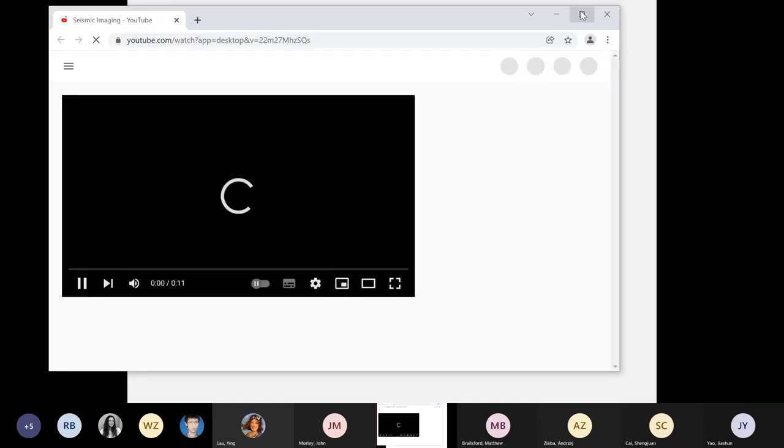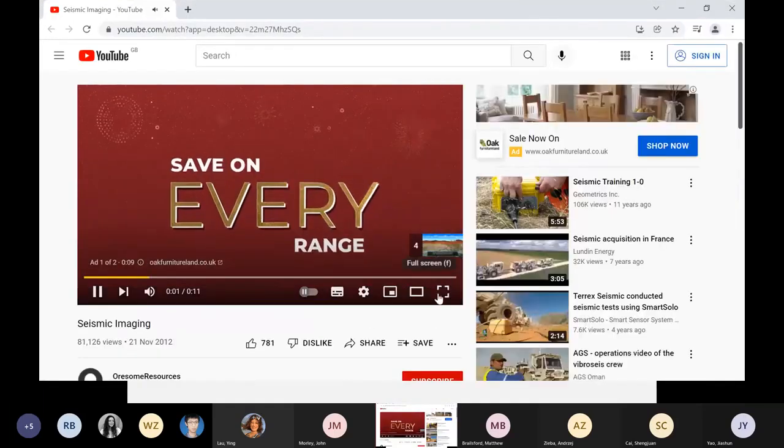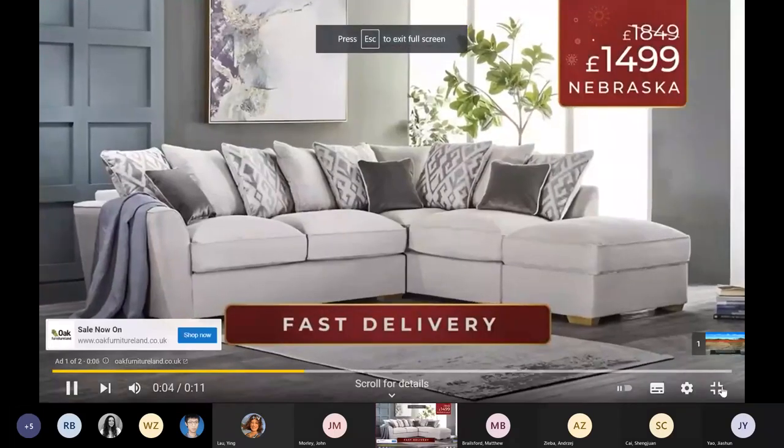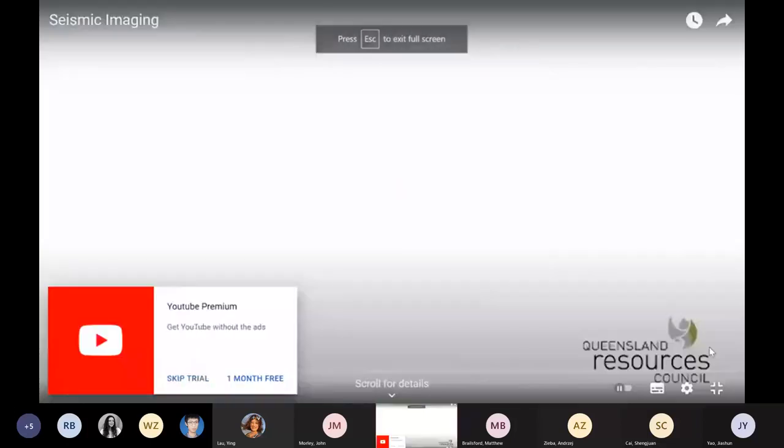time break. Save on every range. Get fast delivery And now, big sofa set.